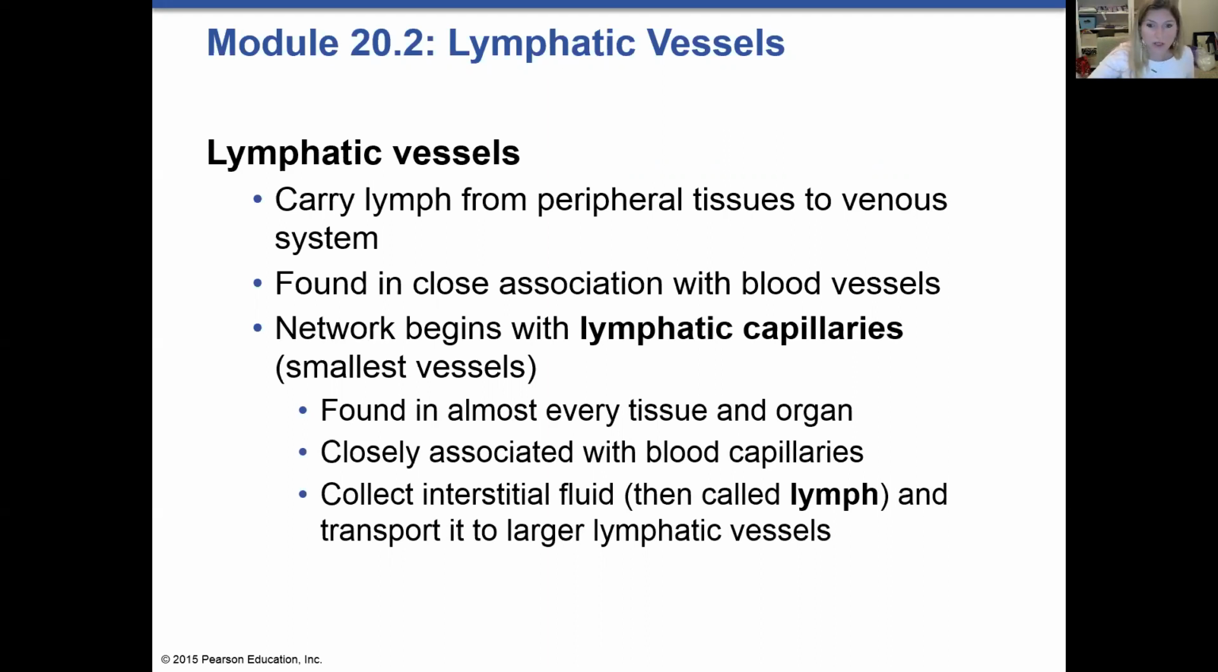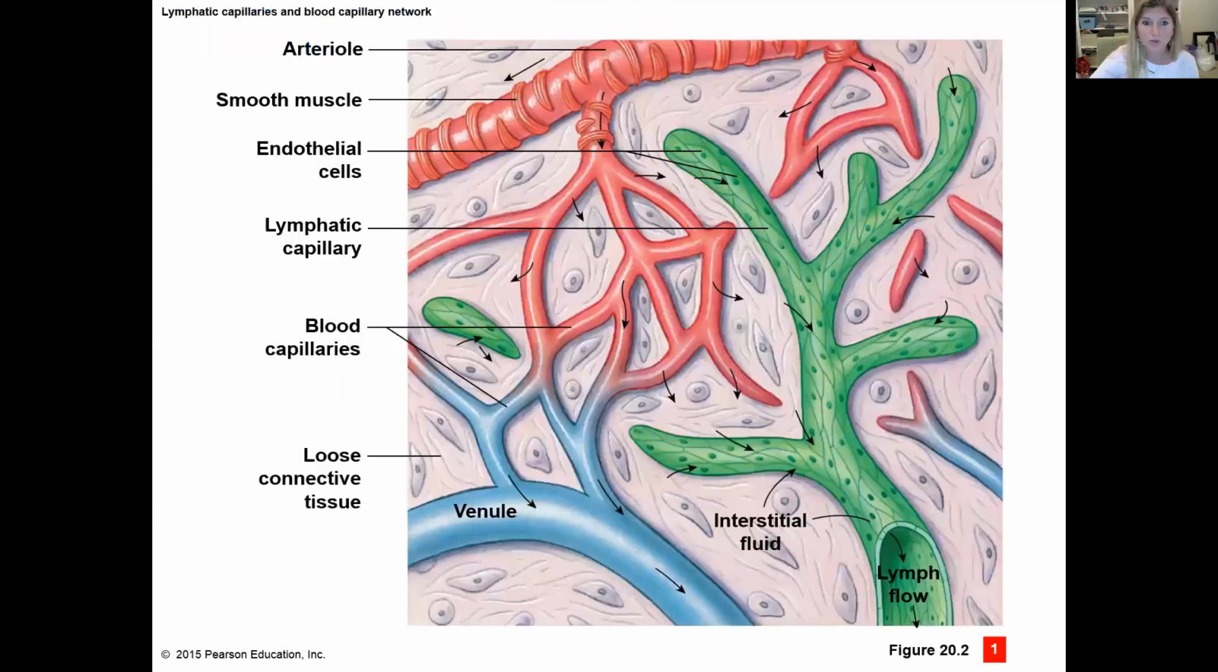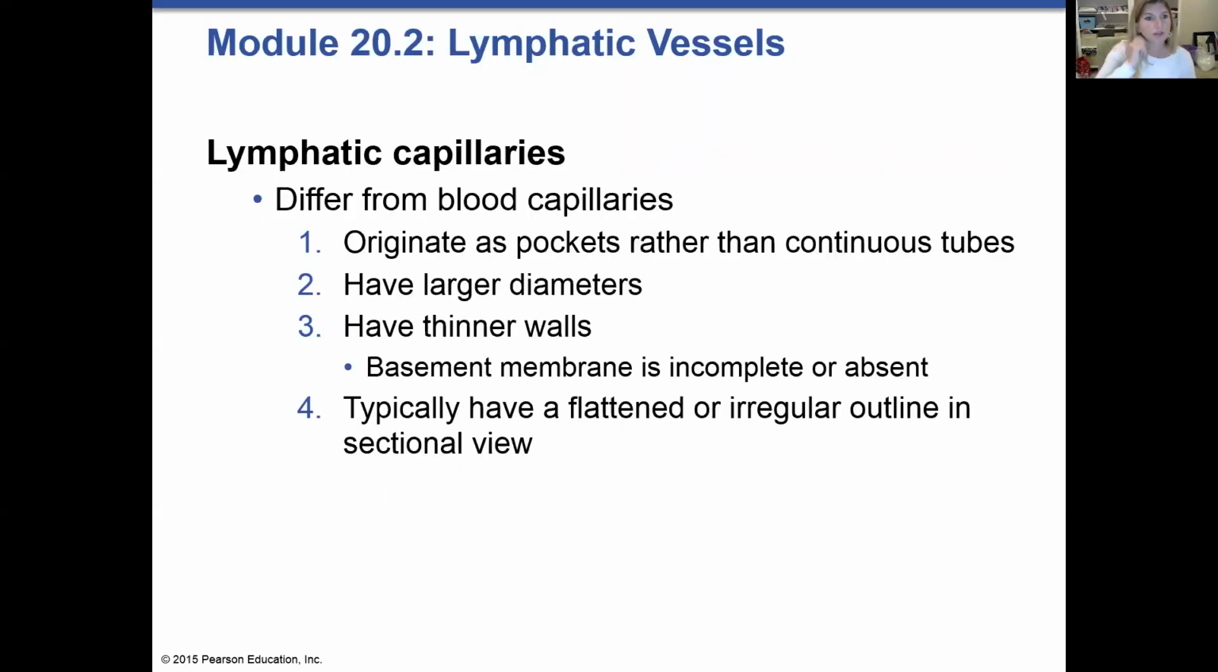That interstitial fluid, which is then called lymph once it enters the lymphatic vessel, is transported to larger vessels. Here you see what I'm talking about. Here's our capillary bed network, and all that green stuff is our lymphatics. Arteries are red, veins are blue, lymph is green, and nerves are usually yellow. So let's talk about those lymphatic capillaries. They're different from our blood capillaries. So you have to detach yourself from this idea of a very small endothelial lining and this exchange and all of that we just learned about in the last few chapters.